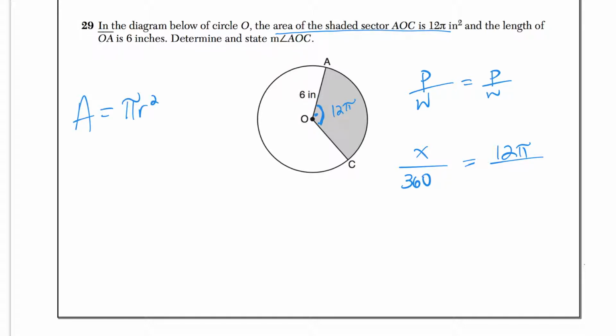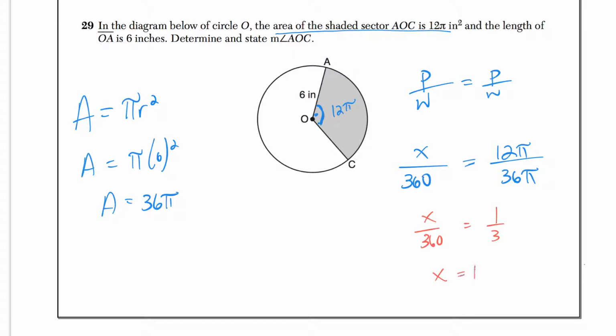The formula for the area of a circle is pi r squared. We know the length of OA, which is the radius, is 6 inches. So it's pi times 6 squared, which gives us 36 pi as the entire area. Now there's a couple ways you could go from here. One is to say that the right side simplifies to 1 over 3. And so from there, x must be 1/3 of 360, which is 120 degrees.